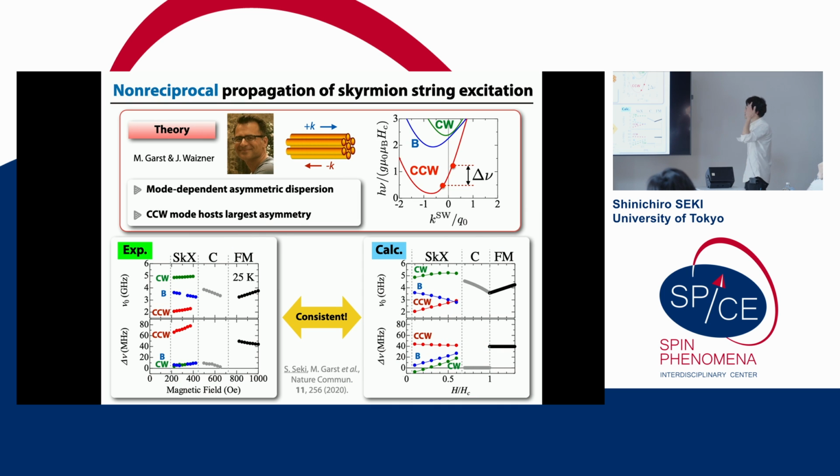And such emergence of the non-reciprocal propagation character can be well understood by considering its dispersion relationship. This is the theoretically calculated dispersion relationship for the skyrmion string excitation. And actually, we can identify the emergence of some mode-dependent asymmetric dispersion. So the experimentally observed mode-dependent non-reciprocal propagation character can be well understood by considering such mode-dependent asymmetric dispersion relation.